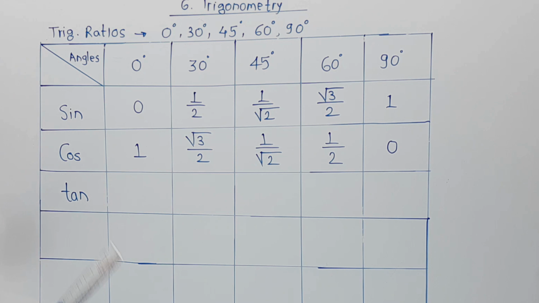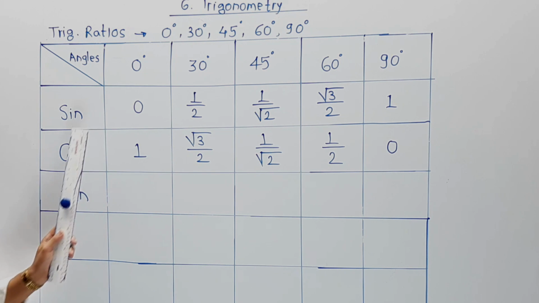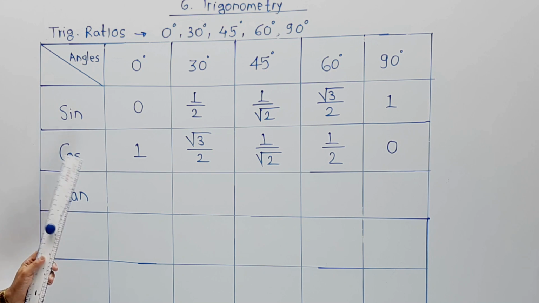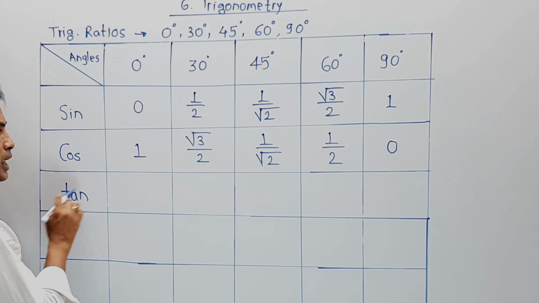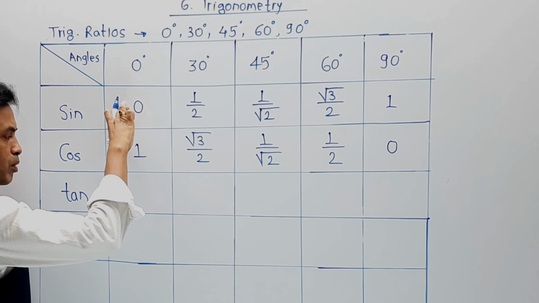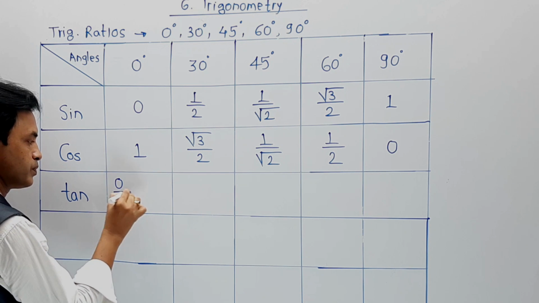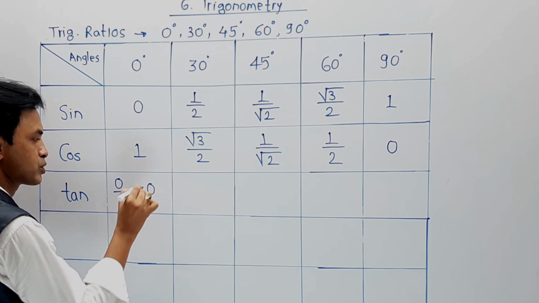That is the part. Next, tan is nothing but sine upon cos. Applying that fundamental principle over here, tan is nothing but sine upon cos. So 0 upon 1. 0 upon 1 is equal to 0.